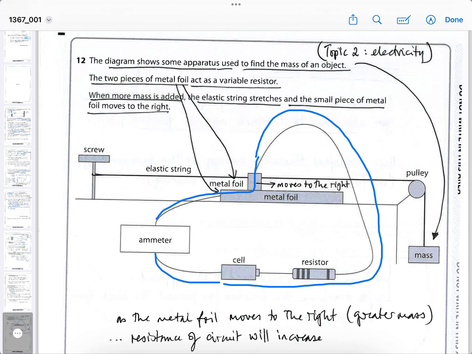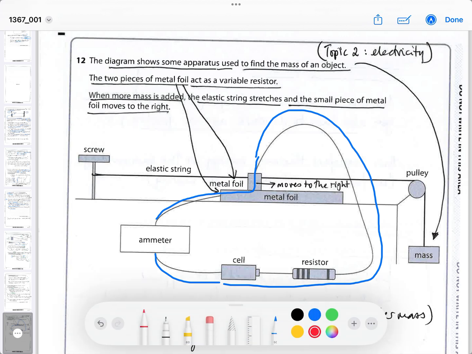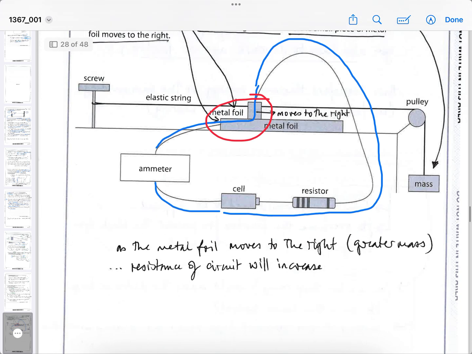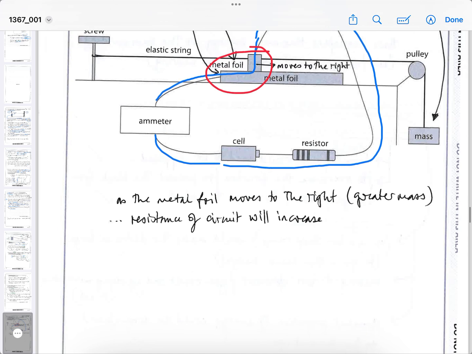And that means in this section here, the length of the metal foil that the current needs to go through becomes longer. So if it has to go through more of the foil, you're actually increasing the circuit in terms of length of wire, length of foil, therefore you're increasing the resistance. Hope that makes sense. The metal foil moves to the right, greater mass, therefore the resistance of the circuit will increase. That's without answering any questions. That's the understanding that I gain from looking at the diagram.